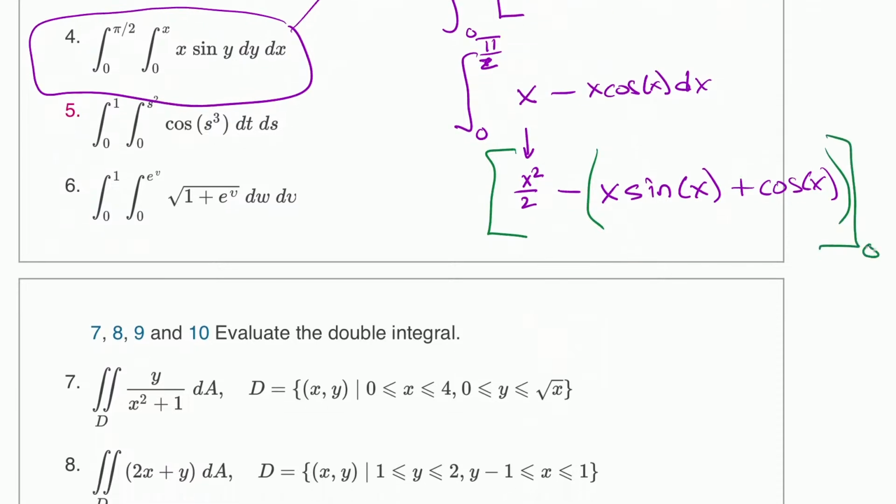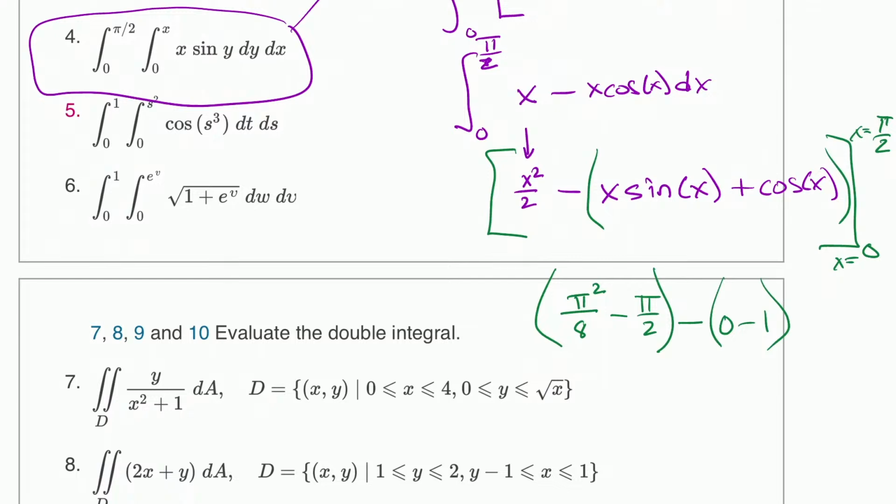Now we're going to plug in x equals 0 and x equals pi over 2. This is going to be pi squared over 8 minus, this is my pi over 2. The sine of pi over 2 is 1, so this will be minus pi over 2. The cosine of pi over 2 is 0. And then I plug in what I get when I plug 0 into all of this. I'll have 0 minus 1.